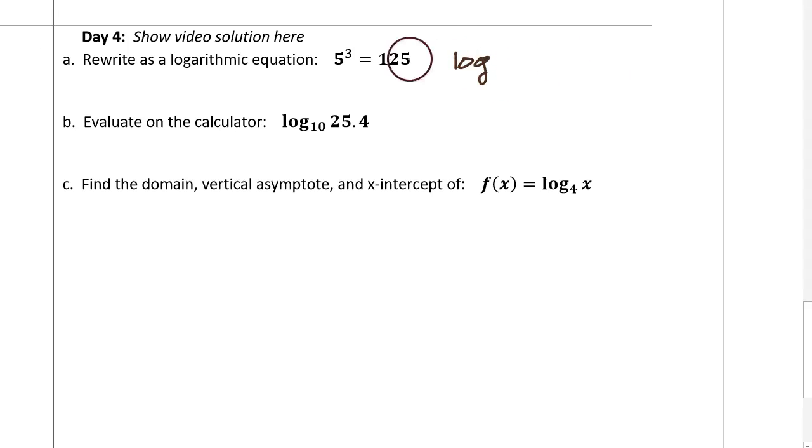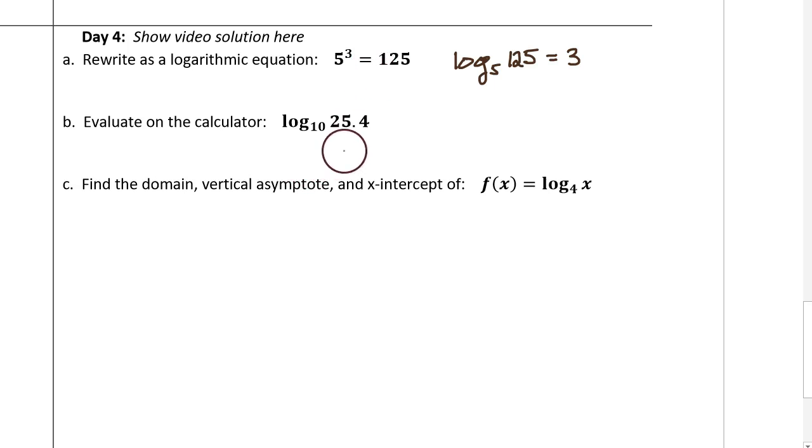Now, which part of this exponential is the base? In this power, the base is 5. So that goes right here by the word log. Then the 125 becomes the argument of the log. Then equals, and now the exponent of 3. If you take a quick peek back at day 3, you'll notice that you had things that looked like this, and then we conceived of them like this in order to solve for x.